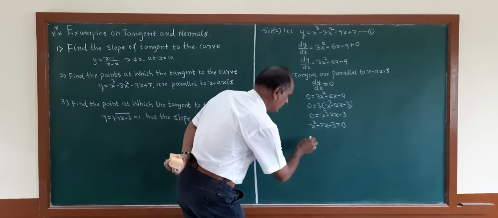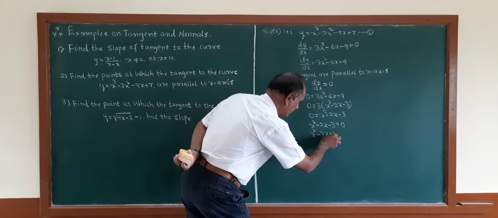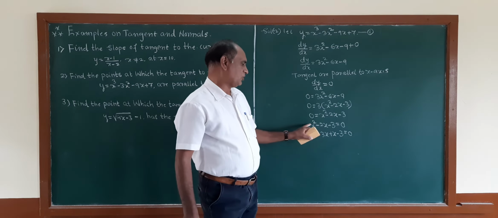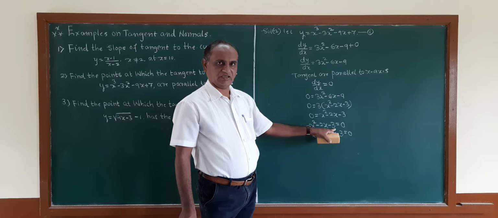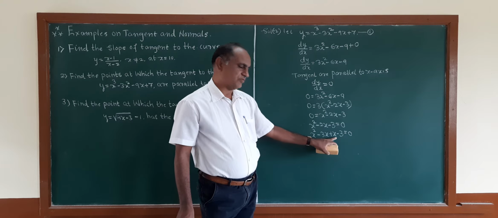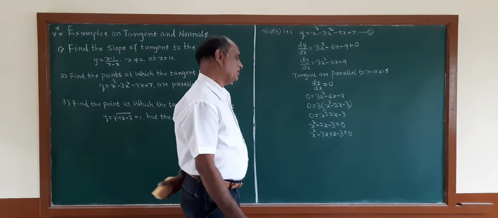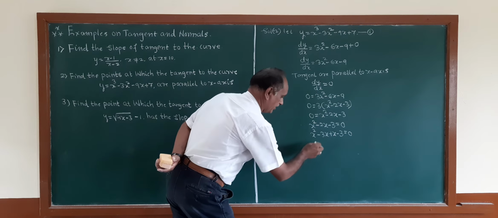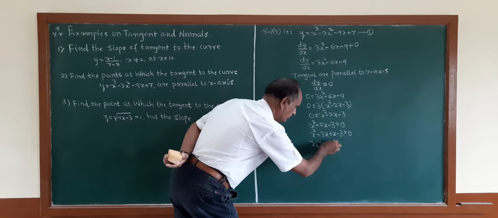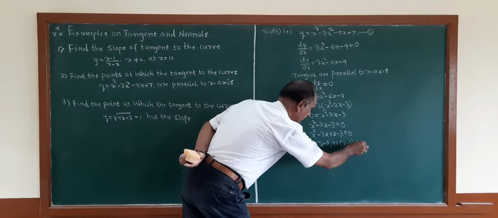So factorize the term x square: the factors are minus 3x and plus x, minus 3 is equal to 0. The product of first term and last term is minus 3x square, so the sum must be minus 2x. Take the first two terms, x common: x in the bracket, x minus 3. Next two terms, take plus 1 common: 1 in the bracket, x minus 3 is equal to 0.